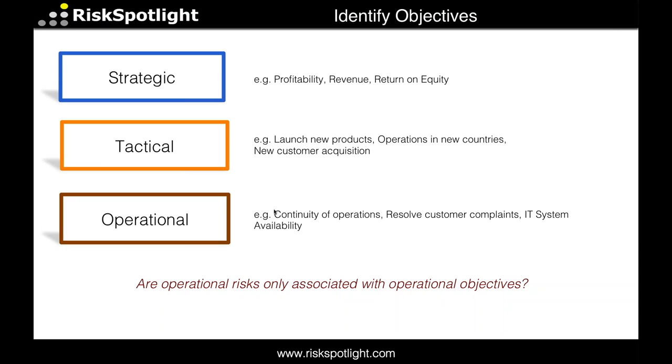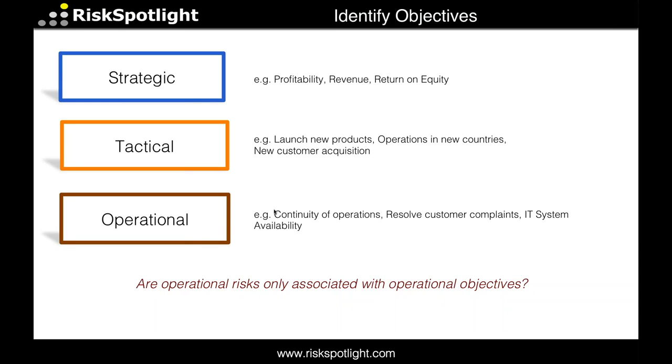Then we need tactical objectives on how we are going to achieve those strategic objectives. We may have to launch new products, so we may have objectives around that: introduce so many products, and those new products should make so much revenue. We may have to open operations in new countries, or acquire new customers. Those are examples of tactical objectives which help us achieve the strategic objectives.